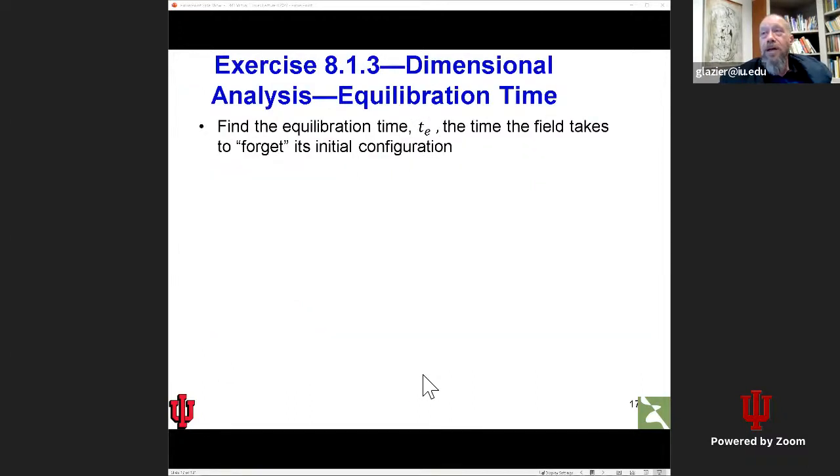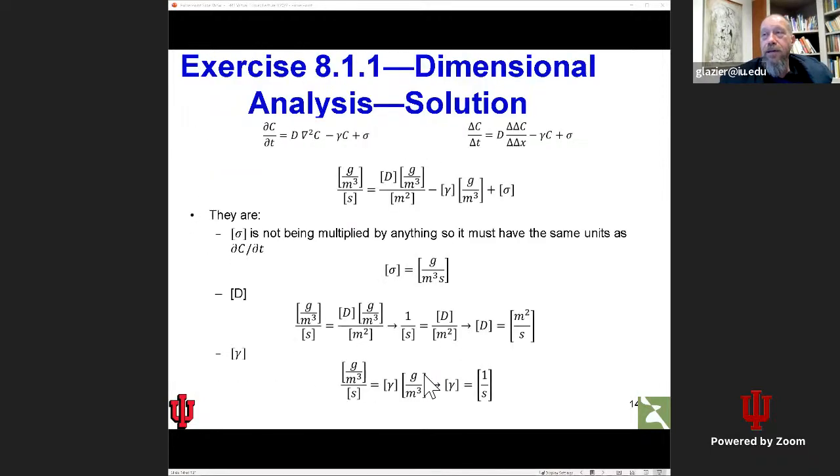Okay. What about the time the field takes to forget its initial configuration, the equilibration time? Again, I should probably come back here to the things that I have available to me. I have the secretion rate, the diffusion constant, and the decay rate. And I want a time.